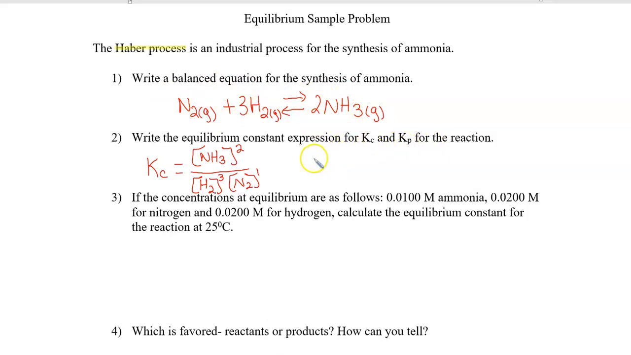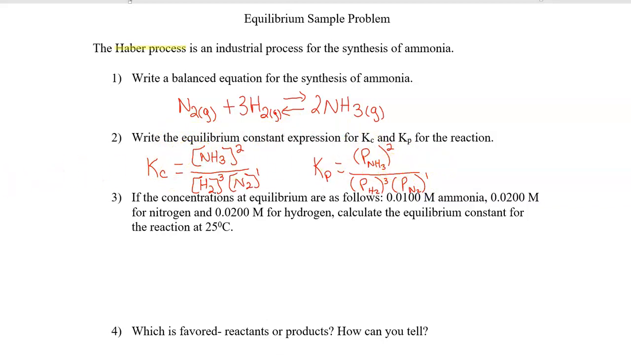All right, for Kp, it looks very similar for writing, except instead of brackets, the brackets mean molarity, you're going to use parentheses, and you're going to put P, and you would write NH3 in subscript form, parentheses, which is going to raise it to the coefficient power, divided by parentheses P, and again it doesn't matter which one we write first, I'll stay consistent, I did H2, and it's raised to the third power, and P, pressure, and nitrogen raised to the first power. So this is called the Kc expression, this is the Kp expression.